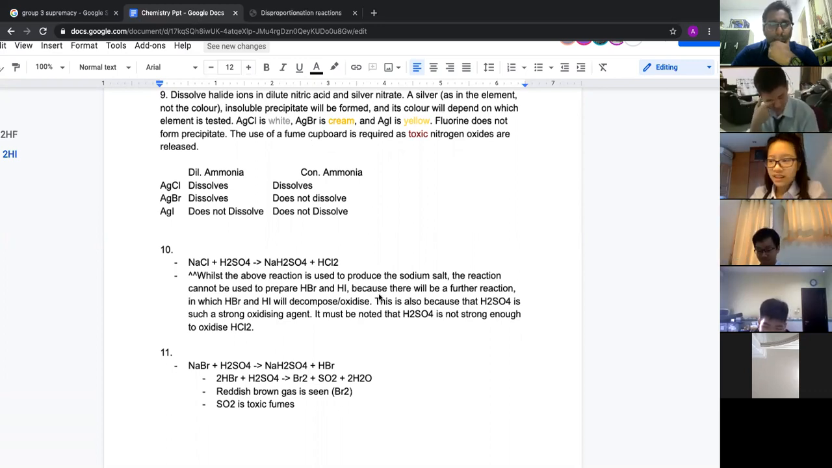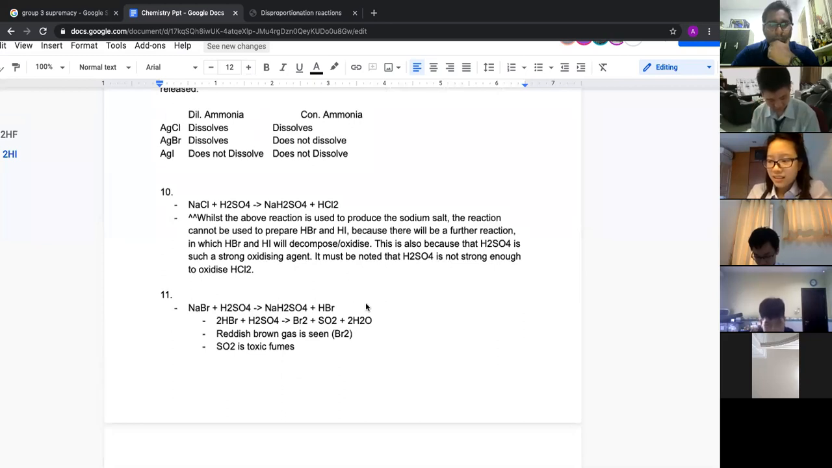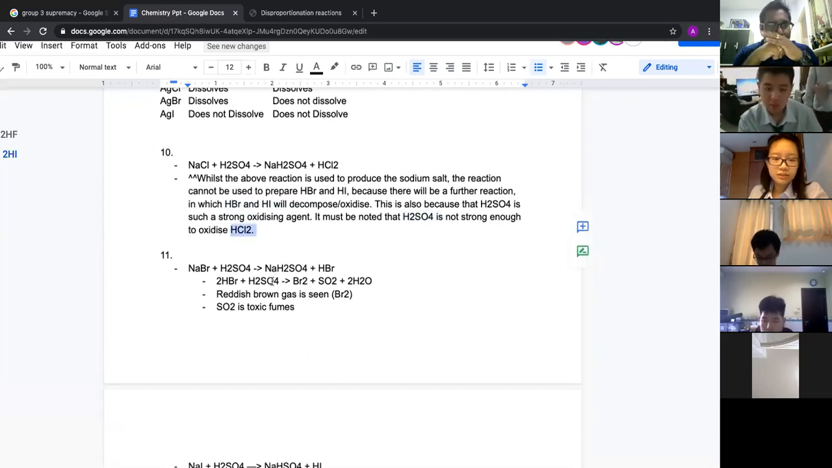All right, so for number 10, as you can see here, sodium chloride reacts with H2SO4 to form NaHSO4 plus HCl. So while this reaction is used to produce this salt, the reaction cannot prepare HBr and HI. Because even though they will be produced, there will be a further reaction in which the HBr and HI will decompose and oxidize. This is because the H2SO4 is such a strong oxidizing agent, thus causing this reaction. However, it must be noted that H2SO4 is not strong enough to oxidize HCl.